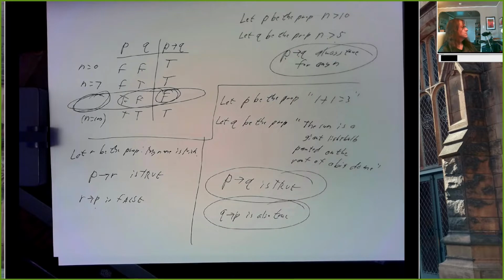So this takes getting used to, but the more you work on these problems, the more you think about it, and the more you get confused by it, the more you'll understand it. All right, cool. Other questions?